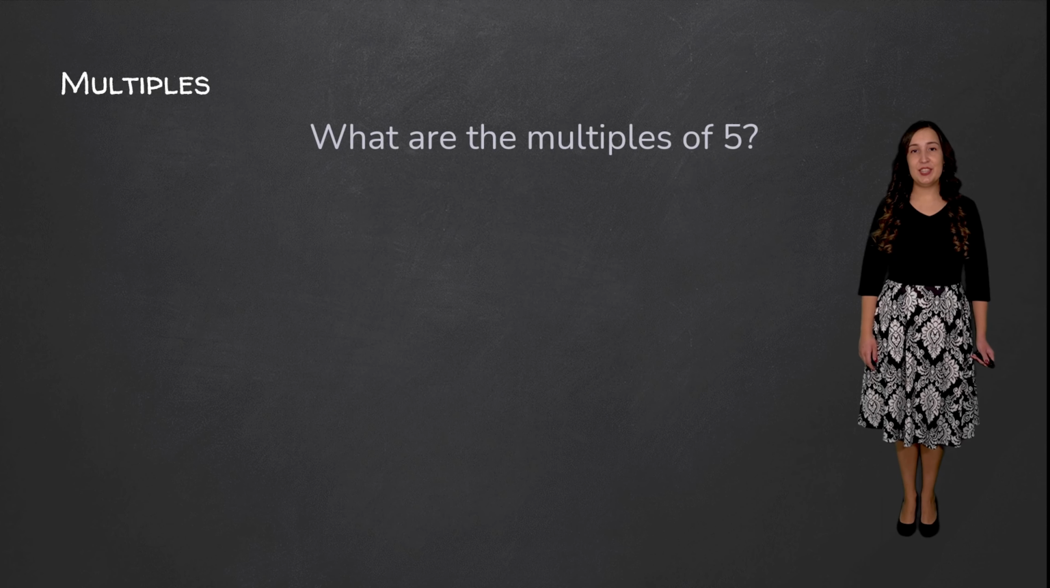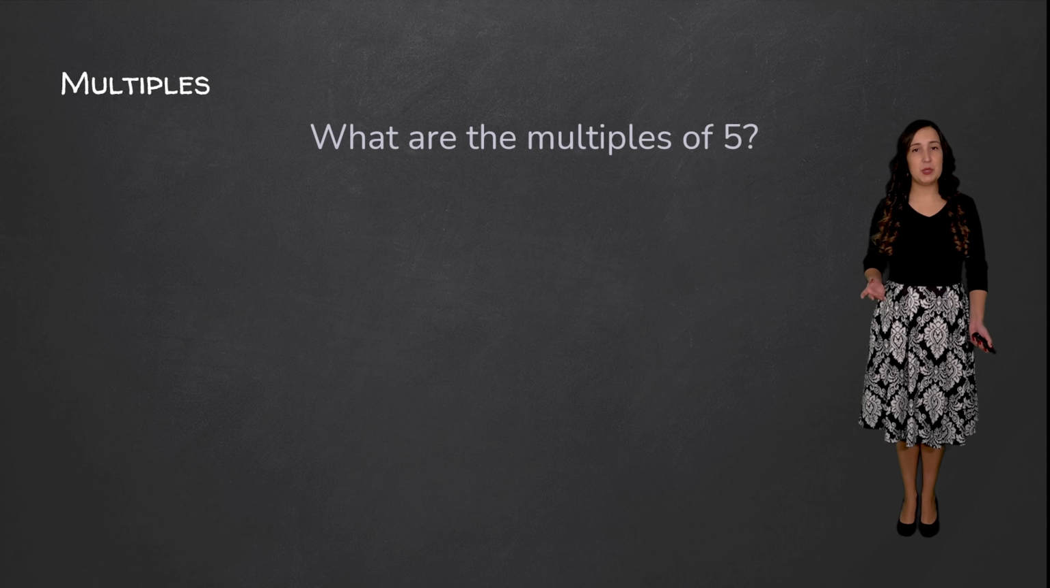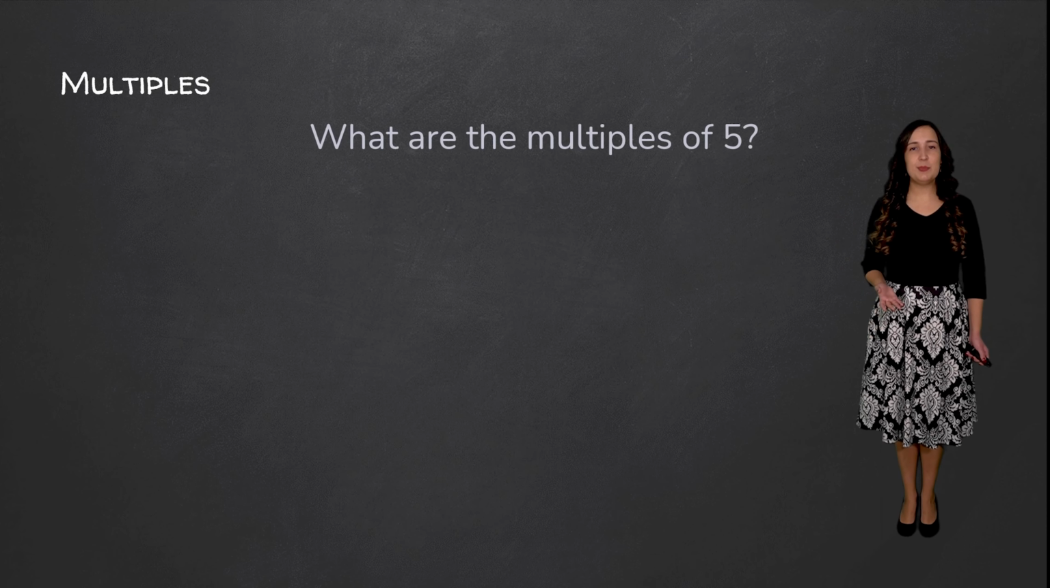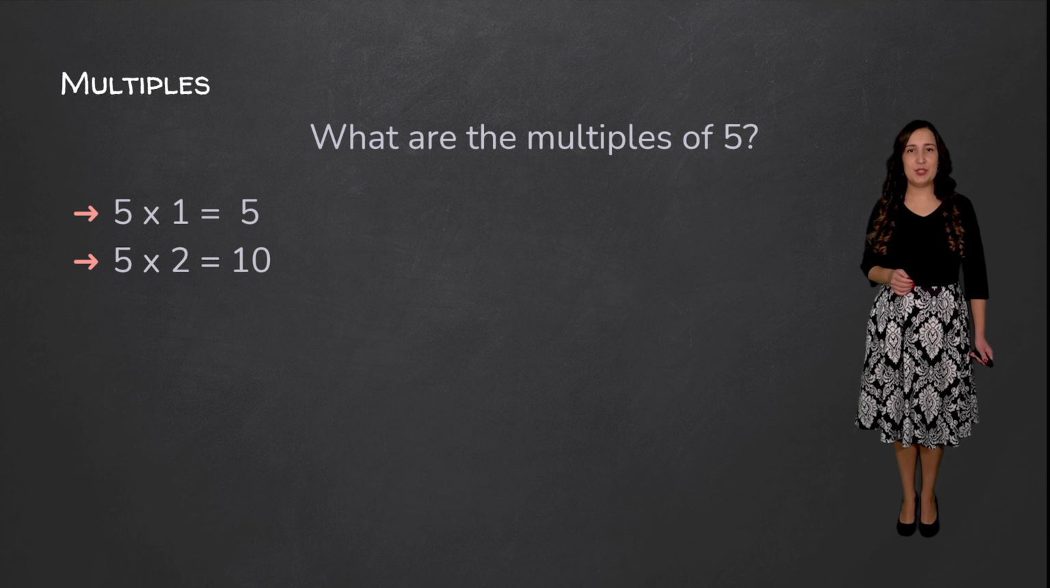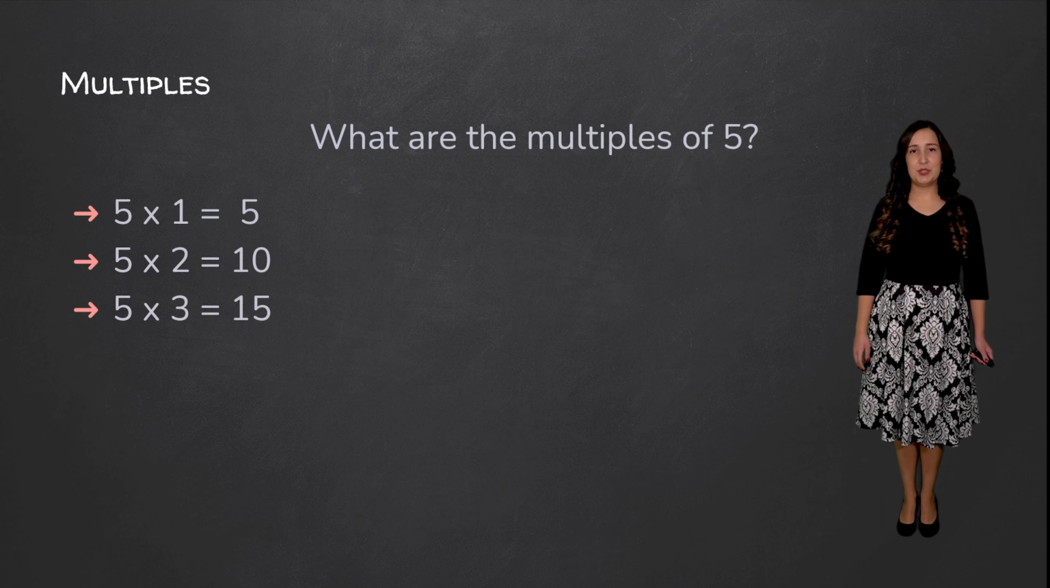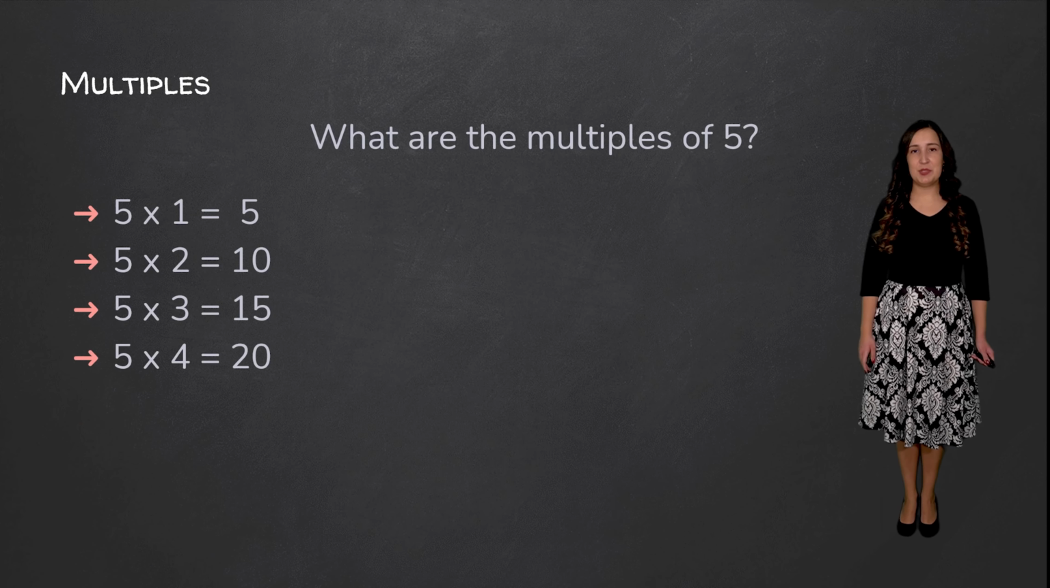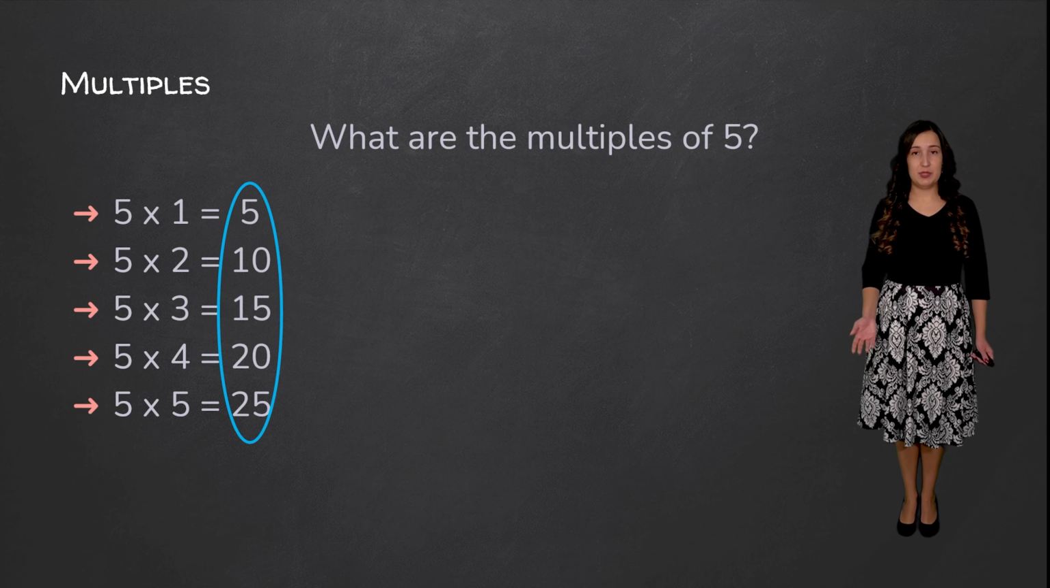All right, let's do another example. So what are the multiples of 5? In order to find the multiples, we're going to take the number 5 and multiply it by every number that we possibly can. So 5 times 1 is 5, 5 times 2 is 10, 5 times 3 is 15, 5 times 4 is 20, and 5 times 5 is equal to 25. And here we have our multiples of 5.